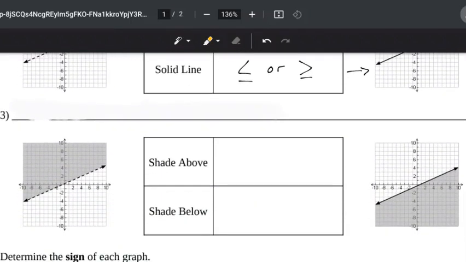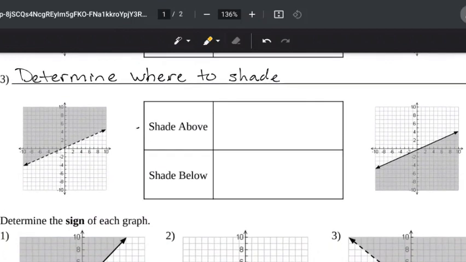So after we determine what type of line we're going to use, we are going to determine where to shade. So to shade above, right? We see that gray shaded area is above the line, and that would be greater than or greater than or equal to. Greater than means above. If we shade below the line, it will be less than or less than or equal to. So greater than, above, less than, below.